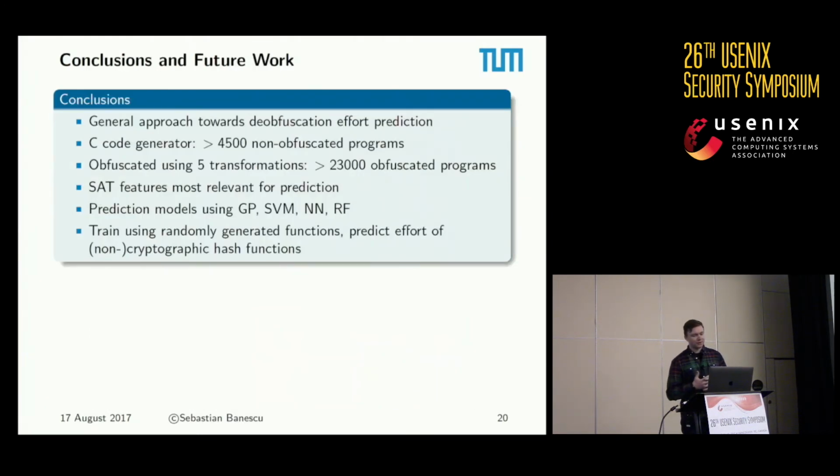To conclude, we proposed a general approach towards obfuscation effort prediction. We created a C code generator, which we used to generate over 4,500 non-obfuscated C programs. We obfuscated each of these programs to obtain a data set of over 23,000 obfuscated programs, which we used in our case study to employ a deobfuscation attack based on symbolic execution.